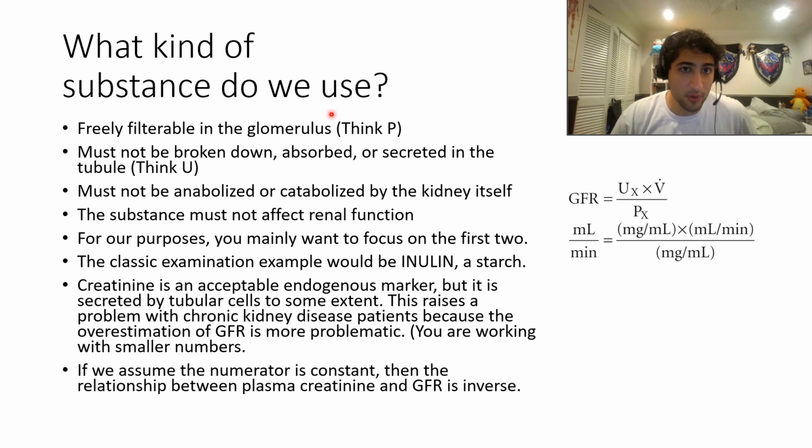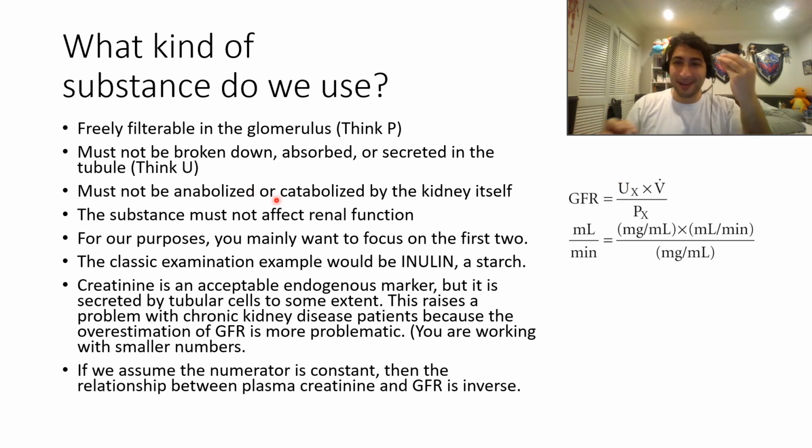So any substance that we're going to use has to be, first of all, freely filterable in the glomerulus. Remember this part of the equation. If it doesn't get through the glomerulus and will never be an input into Bowman space, the term becomes zero, essentially. It has to enter the Bowman space. And it can't be broken down, absorbed, or secreted in the tubule, because that means that once it goes from becoming a P to becoming a U, right? If once it goes from the plasma to the urine, it can't be broken down, reabsorbed, removed from the urine, because that's a confounder. It no longer becomes a good marker for the function of the kidney.